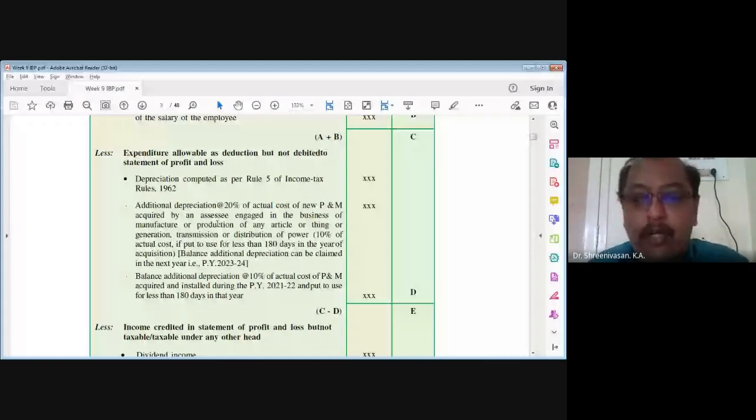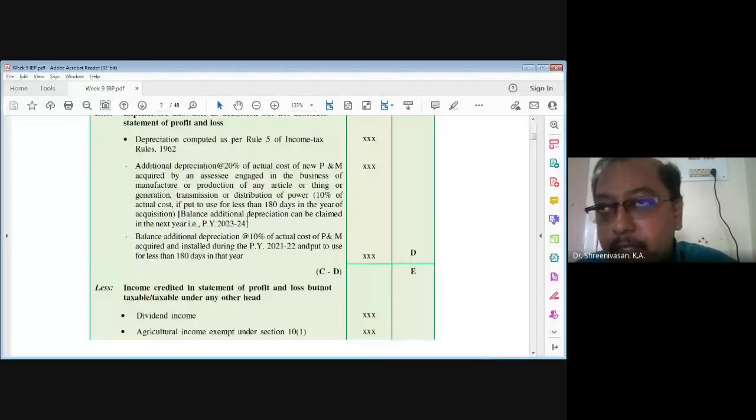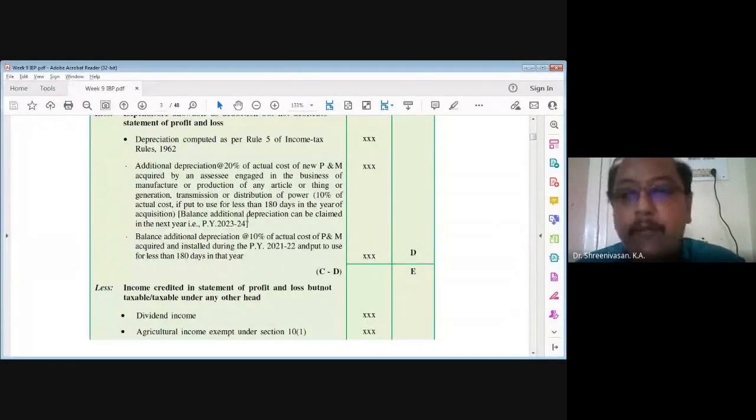So far, you would not have debited it. In such cases, such to-be-debited expenses can be deducted from your net profit of the firm. Some of the expenses are listed here. For example, the depreciation computed as per Rule 5 of the Income Tax Rules, 1962. So for all these depreciation blocks, 5%, 10%, 15%, 30%, 40%, whatever depreciation has not been claimed so far can be claimed and deducted from your net profit.